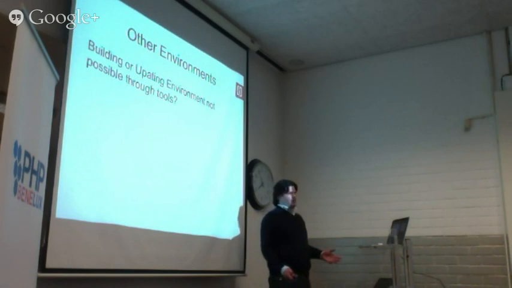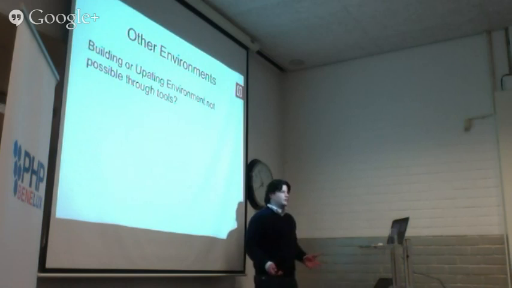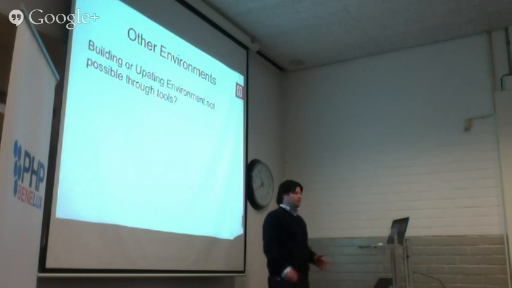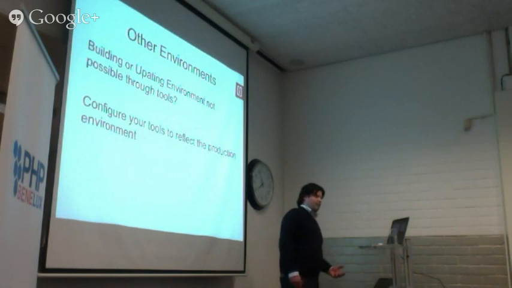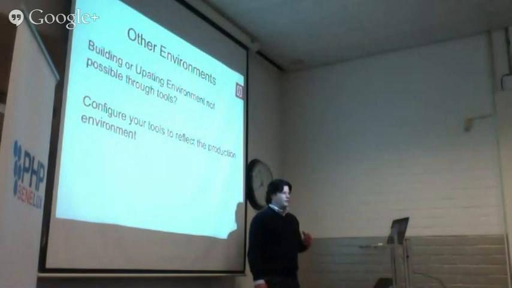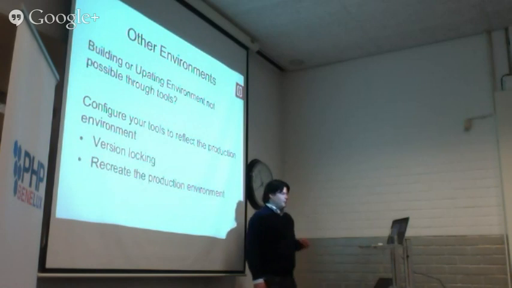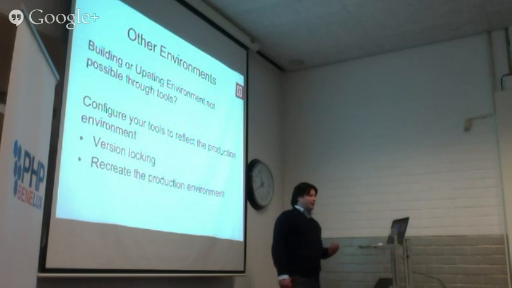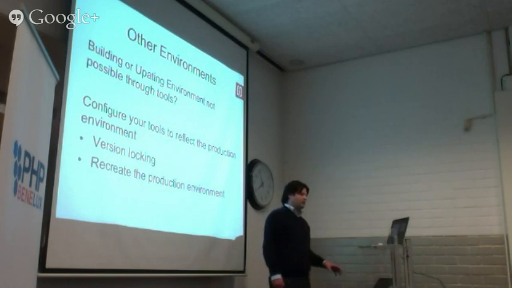However, what if your production environment has been dictated upon you? Well, if the hosting party says, we only run PHP 5.3.1, that's what you should use. Then configure your tools to reflect that, and make sure your development environment is always 100% in sync with your production environment. That means you can use version locking and completely recreate your production environment locally.